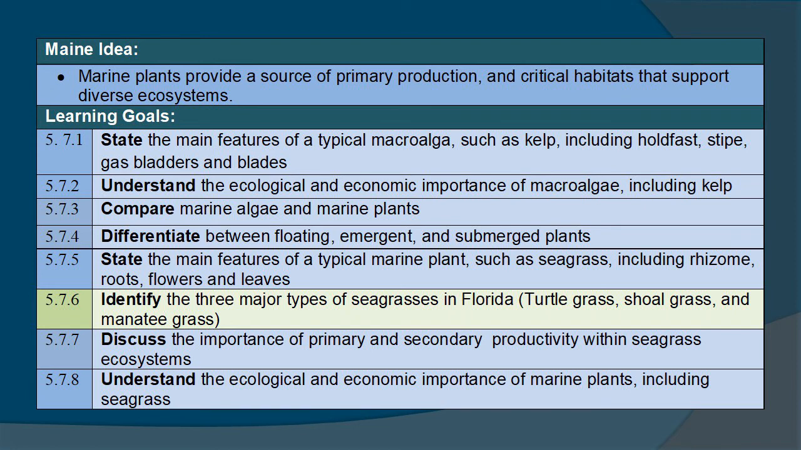And that is all for today. Just a reminder of that big idea here. Marine plants provide sources of primary production and critical habitat that support diverse ecosystems.